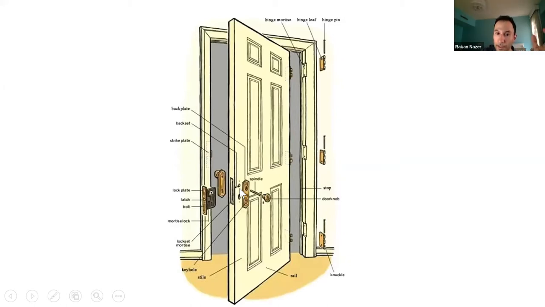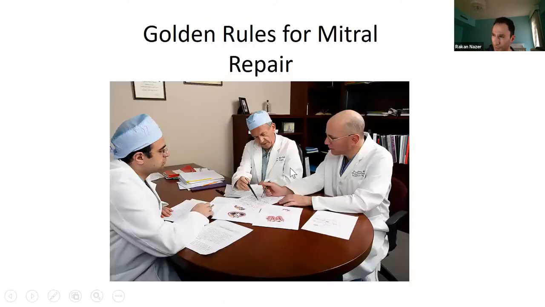Now, in functional MR type 1, Carpentier functional MR, you undersize the annulus so that you restore coaptation. You undersize the valve so that you have better coaptation. In myxomatous mitral valve, it's the opposite way. The annulus is basically redundant, and what you're doing, you oversize the annuloplasty so that the annulus is stretched and allows the anterior mitral leaflet to coapt. This is obviously Carpentier.